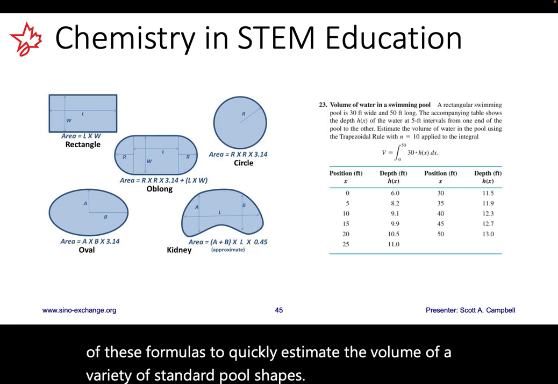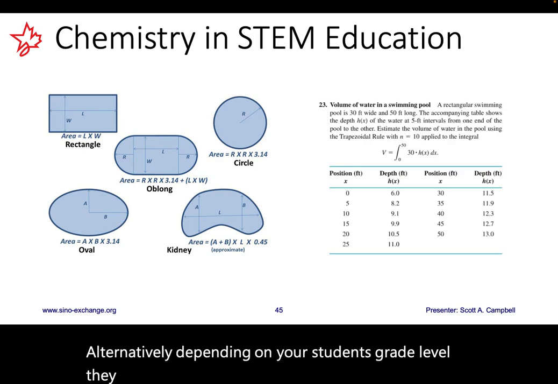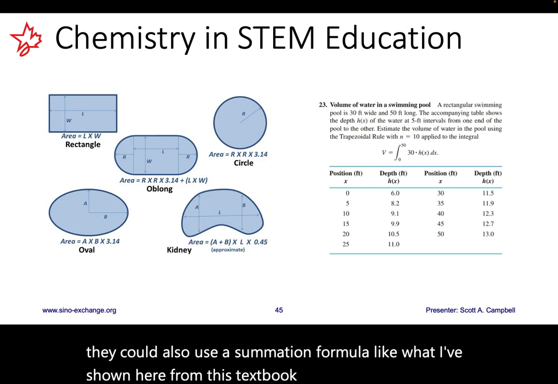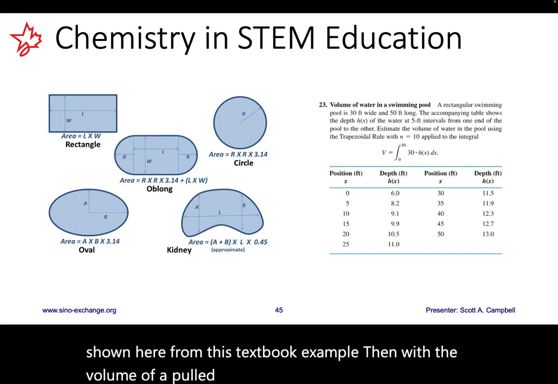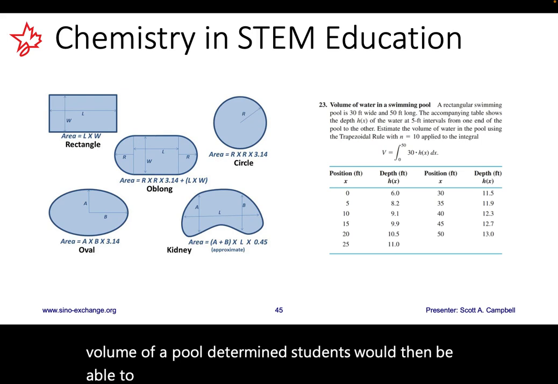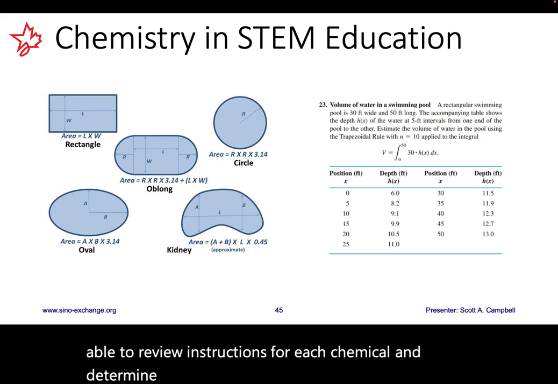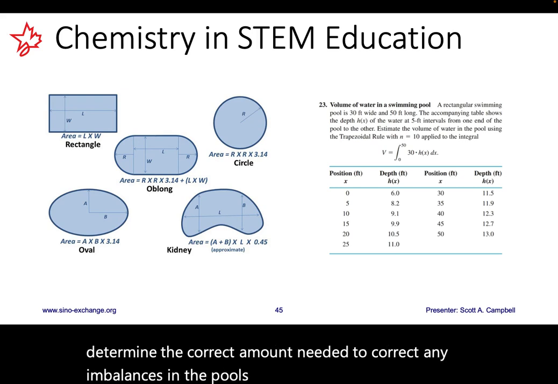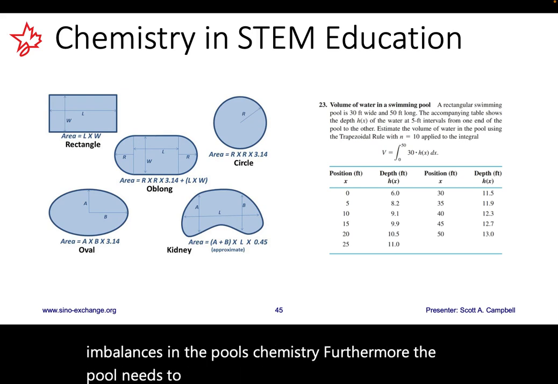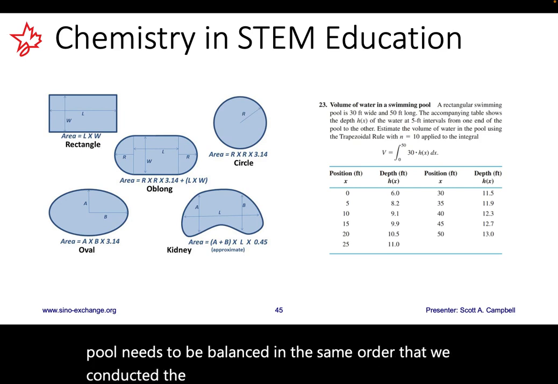Alternatively, depending on your student's grade level, they could also use a summation formula like what I've shown here from this textbook example. Then, with the volume of a pool determined, students would then be able to review instructions for each chemical and determine the correct amount needed to correct any imbalances in the pool's chemistry. Furthermore, the pool needs to be balanced in the same order that we conducted the tests on the original water sample.